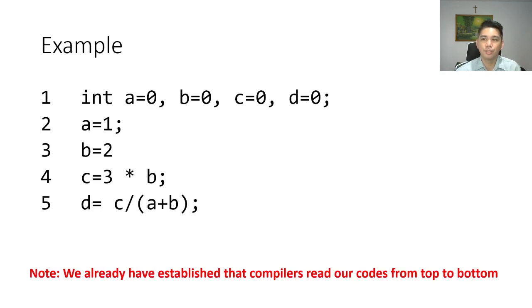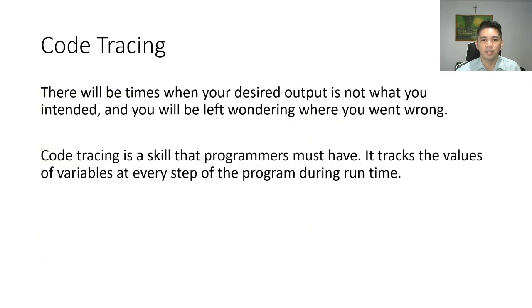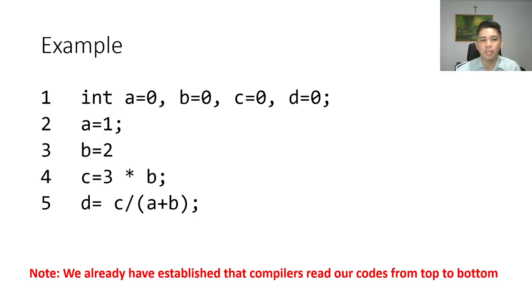So let's try this example, because later on, I will do this one. The example is smaller. Since we already have established that compilers read our codes from top to bottom, meaning the first line will be read first, followed by the second line, followed by the third, the fourth, and the fifth. We actually have now a way to track the changes if we are going to check the values of the variables for every line. Let me just copy this one first, the example.